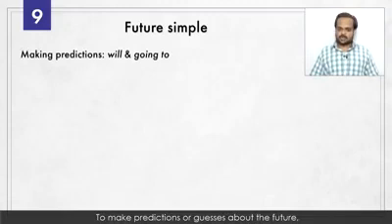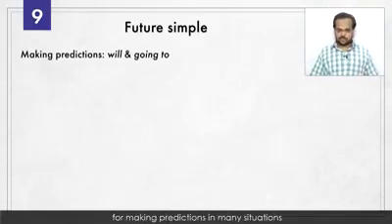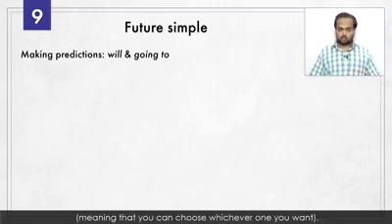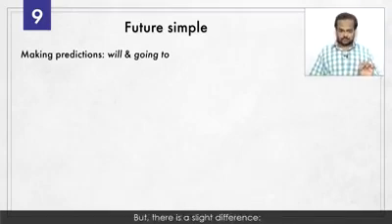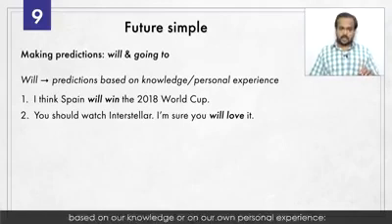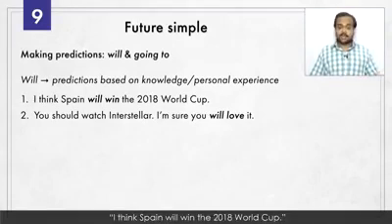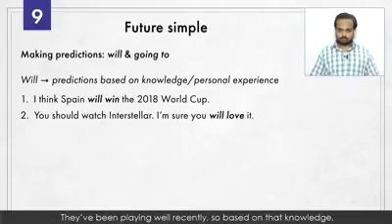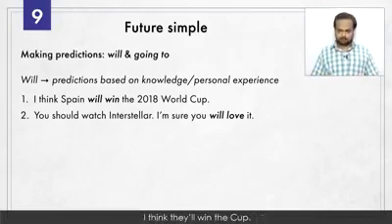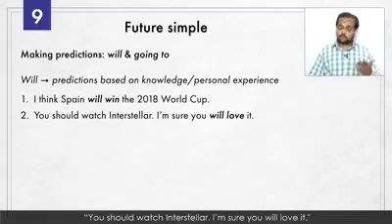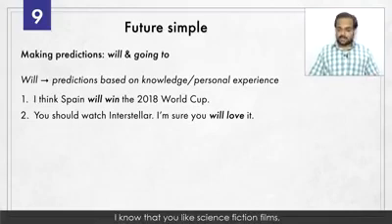To make predictions or guesses about the future, we can use both will and going to. These two forms are interchangeable for making predictions in many situations, meaning that you can choose whichever one you want. But there is a slight difference. We normally use will to make predictions based on our knowledge or on our own personal experience. I think Spain will win the 2018 World Cup. They've been playing well recently, so based on that knowledge, I think they'll win the cup. You should watch Interstellar. I'm sure you will love it. I know that you like science fiction films, so I'm confident that you will like this one.